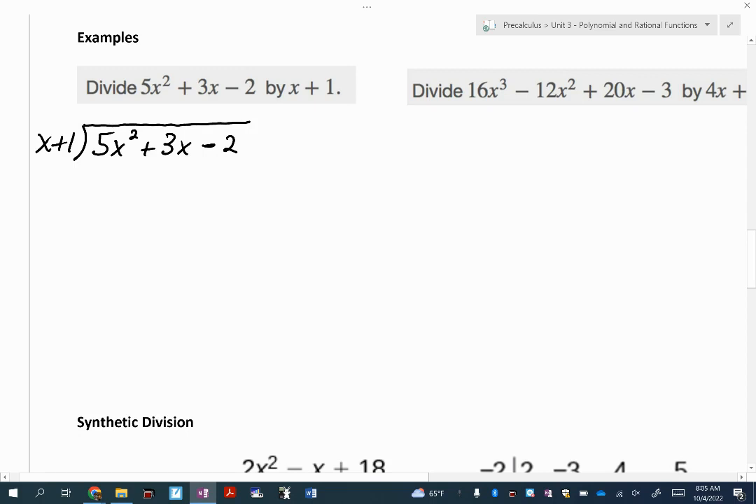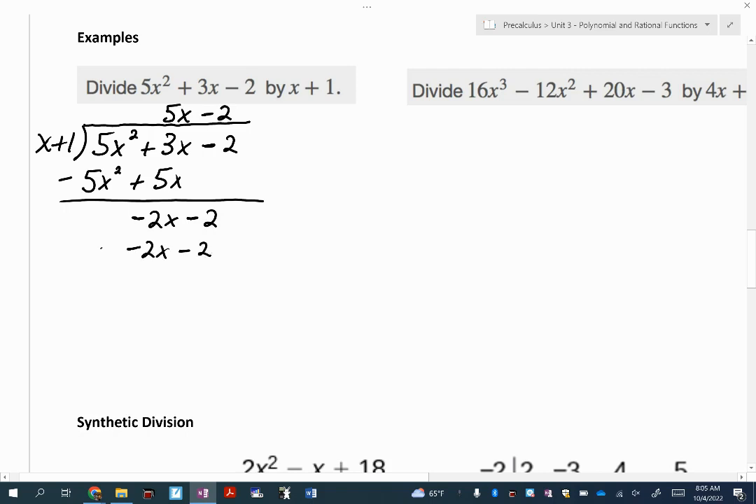Something times x to give me 5x squared, that would be 5x. When I multiply, I get 5x squared. Multiply by the 1 to get 5x, subtract. That's 0. 3x minus 5x is negative 2x, and bring down this minus 2. Something times x to give me negative 2x is minus 2. That's going to be negative 2x, and then negative 2 times 1 is negative 2. Oh, look at this. I subtract, and I get 0.